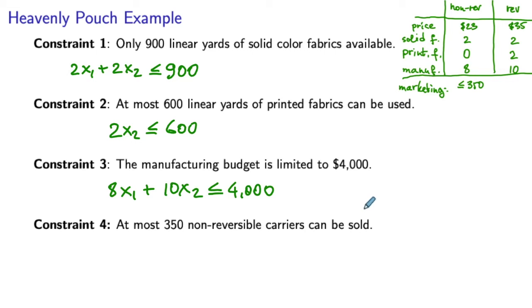And finally, the constraint 4 is the marketing constraint that tells us that at most 350 non-reversible carriers can be sold. So the number of non-reversible carriers is given by our variable x1. Therefore, x1 is less than or equal to 350, and this is our last constraint.